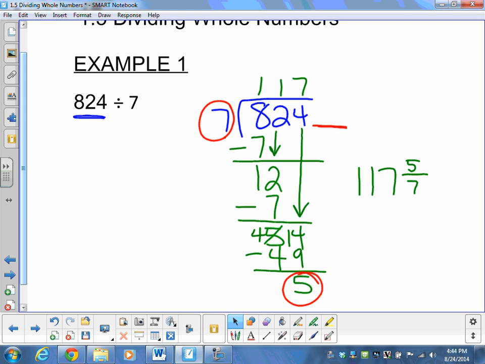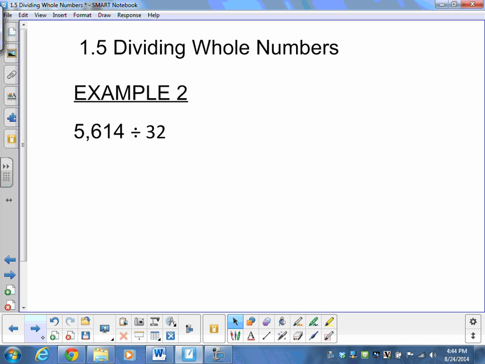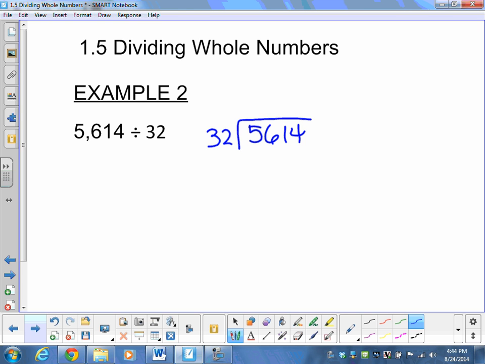Let's look at a problem that's a little bit more difficult. These numbers are bigger, so we may have to rely on a calculator to work us through the process as we guess and check numbers that might work, or you can do it on the side like I will show you. Again, we're going to set it up with 5,614 inside the division symbol, and we're dividing by 32.